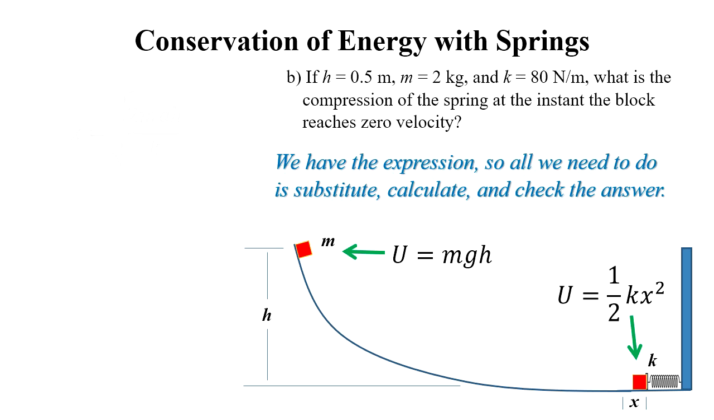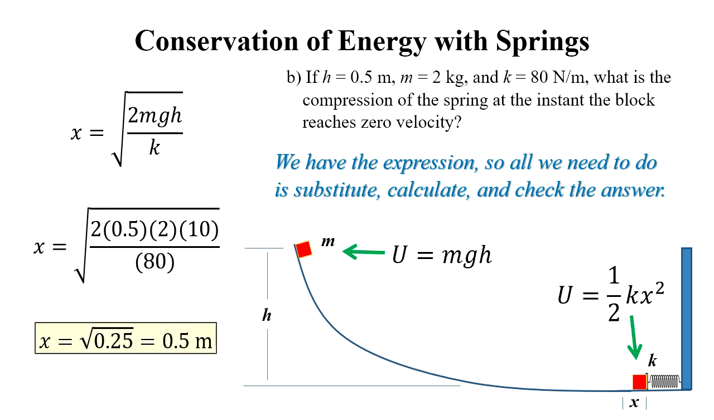Having derived an expression for the maximum compression, we can then use that in question B. All we have to do is substitute the values into the expression we already have, do the math, and the answer comes out that the maximum compression of the spring is 1/2 meter.